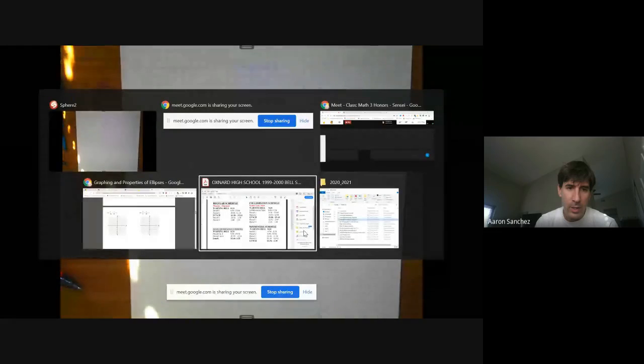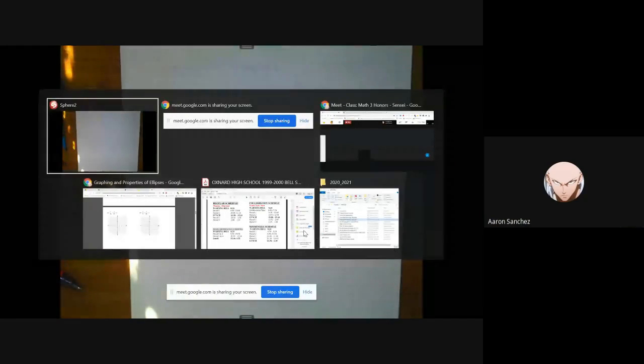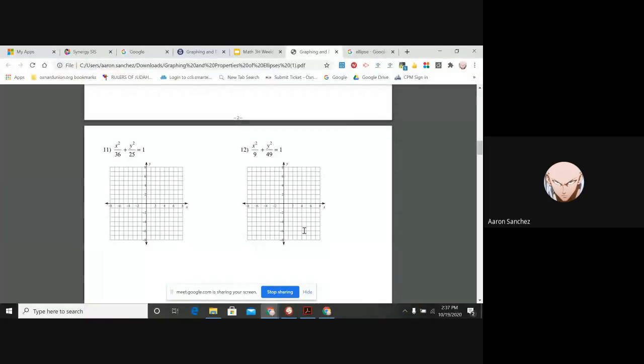Okay, here we go. Now I lost my spot. Oh, there it is, right there. Okay. All right. So we can do this: 0, 0, left and right 6, up and down 5. 0, 0, left and right 3, up and down 7.